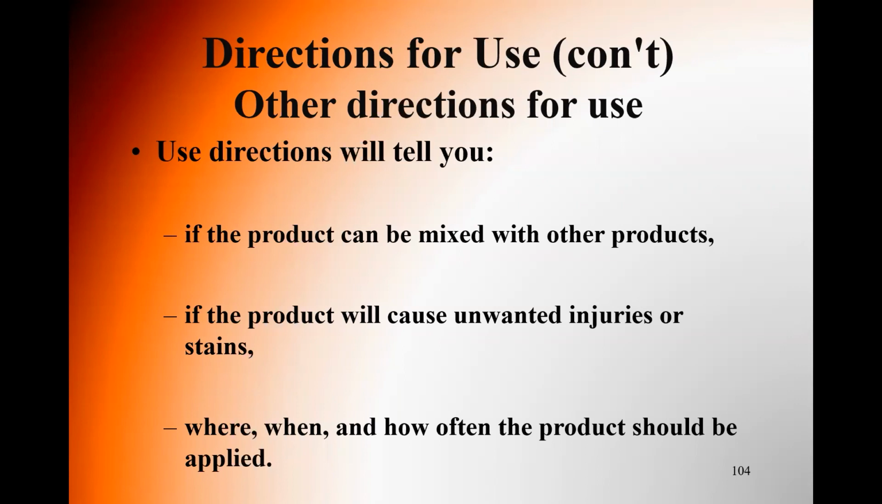There are certain sprays that we have that will stain. So if you're spraying, you don't want to spray by someone's vinyl fence and stain it, and then it won't come off. And then where, when, and how often the product should be applied. Can it be applied one time a year, or can it be applied multiple times a year? If so, when? And what is the site where you can apply it?